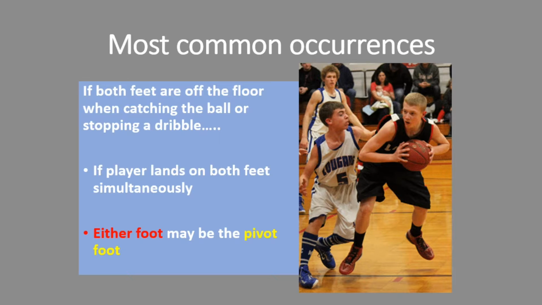Now, if both feet are off the floor when catching or when your dribble stops, a player may land simultaneously on both feet. Then either foot can be the pivot foot. So if I land simultaneously and I decide I want to lift my left foot in the air, then my right foot has been established as the pivot foot. If I do the same thing in another move, catch or stop my dribble with both feet off the floor, land simultaneously, and decide to lift my right foot, I can lift my right foot. My left foot is the pivot foot in this particular case, okay?